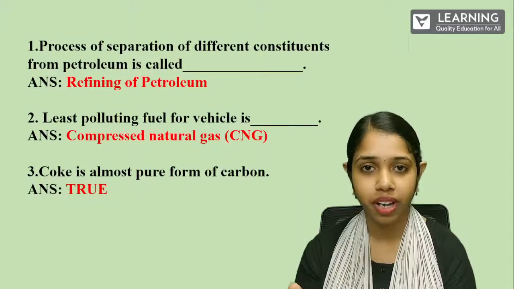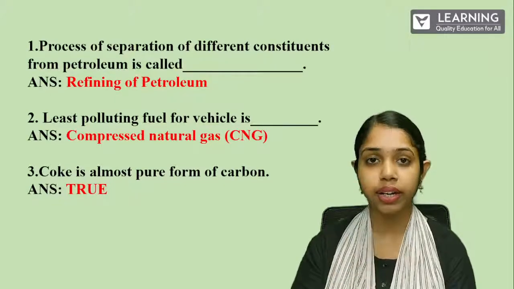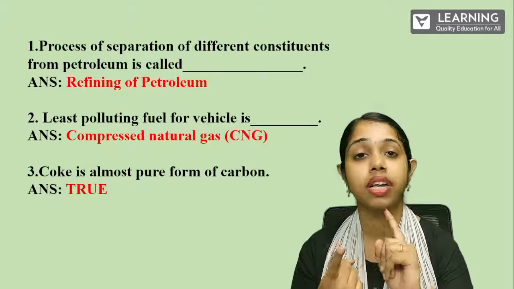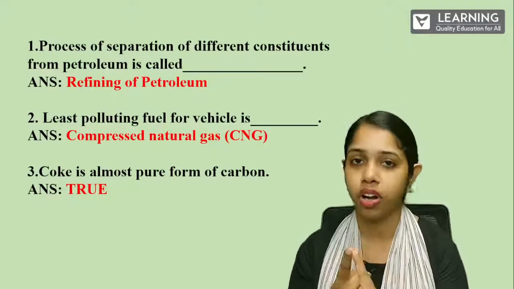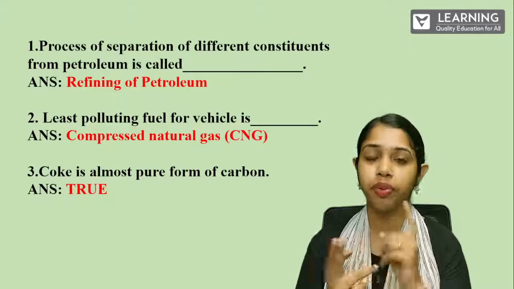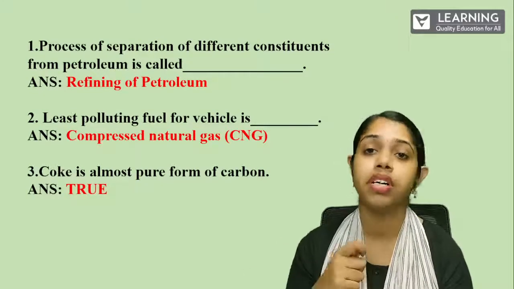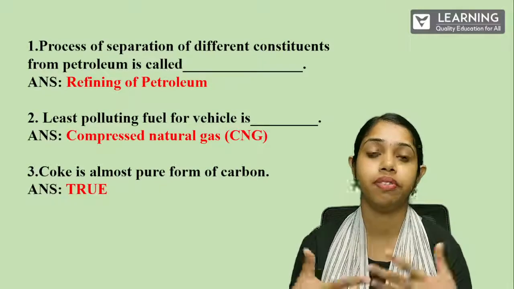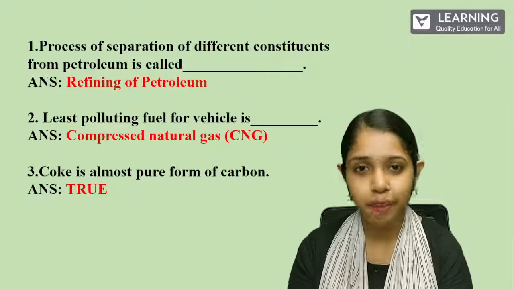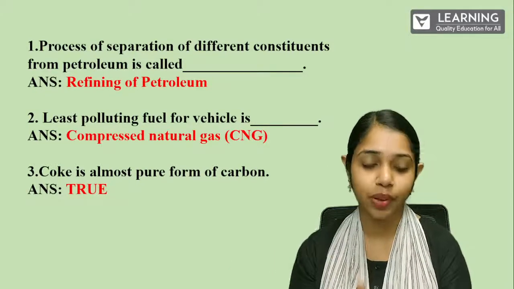So I hope you all have understood these three simple and important questions coming from this chapter. Which is the less polluting fuel, we all have to know, and which is the pure form of carbon, that is coke, we all have to know. And what is refining of petroleum is also important, because from it we get the different constituents of petroleum, right? Yes. So I hope you all have understood all three questions.